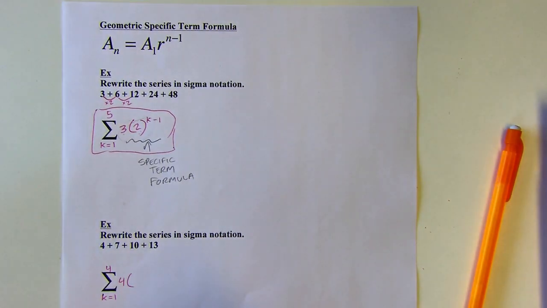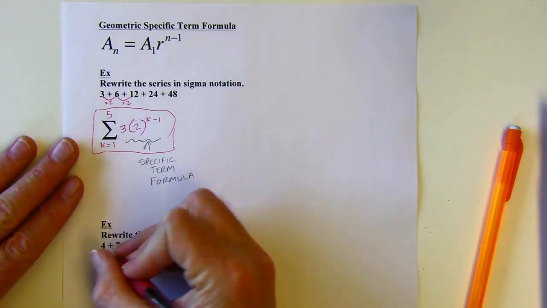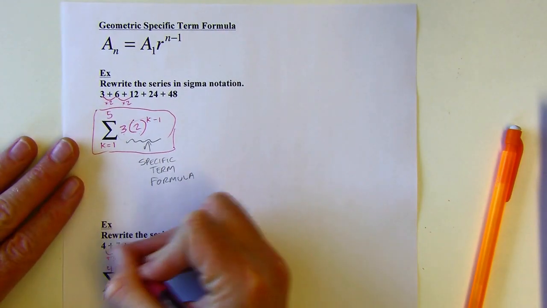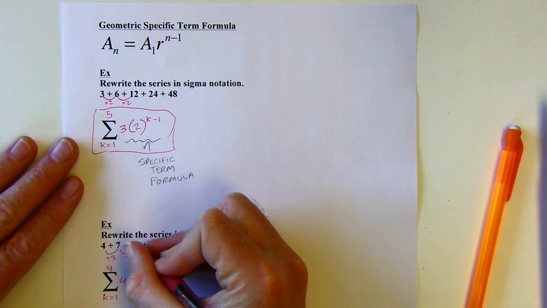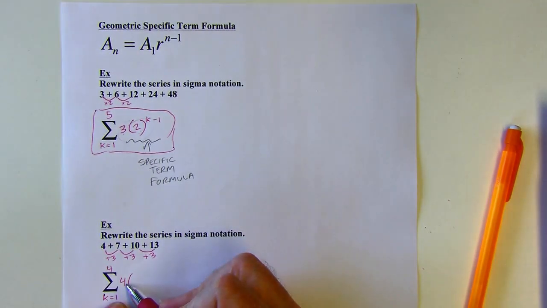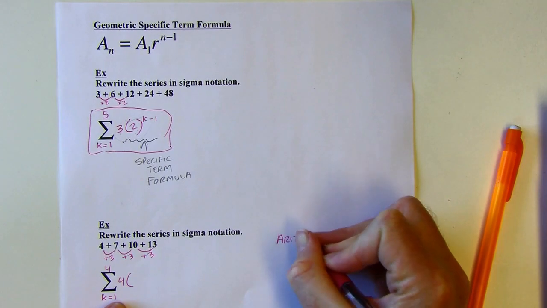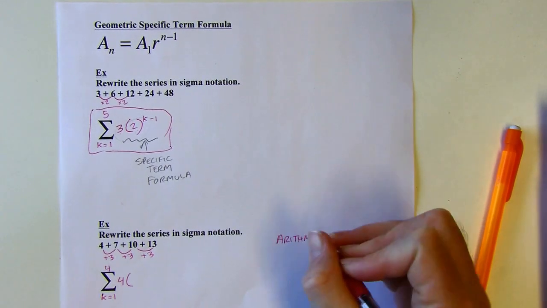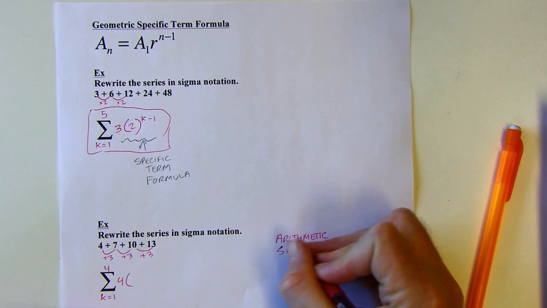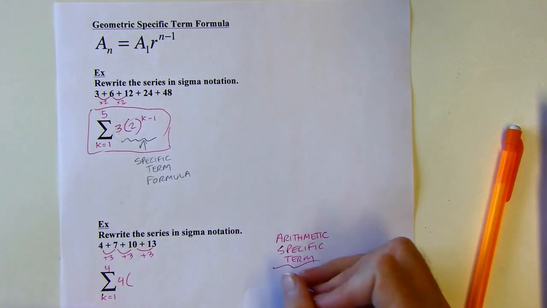And then I've got, hang on. This is not exactly a trick, but this is not a geometric sequence, right? We're adding something to get from term to term. So I tricked myself a little bit, okay? So I can't use the geometric specific term formula. I've got to use the arithmetic one, okay? The arithmetic specific term formula is as follows.